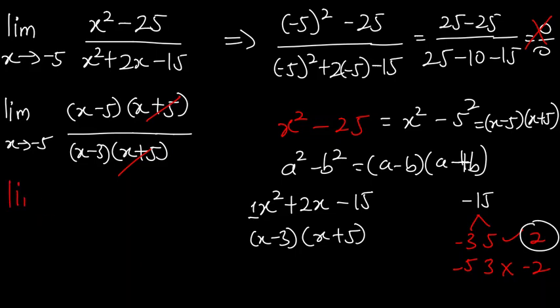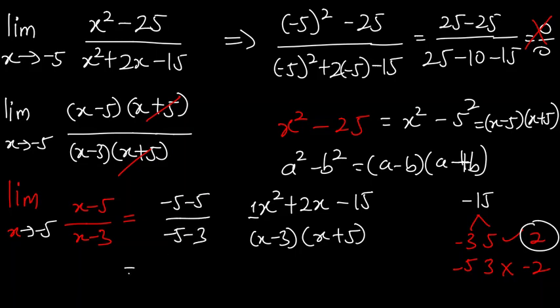Okay, so you're going to have the limit as x approaches minus 5 of x minus 5 divided by x minus 3. So if you do the direct substitution, you're going to have minus 5 divided by minus 5 minus 3. Okay, so this will give us a value of 10 over 8, okay, which will be equal to 5 over 4. So this will be our answer. So this is how to go about this type of questions.